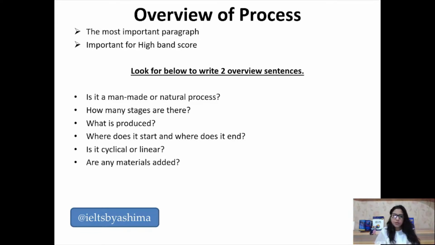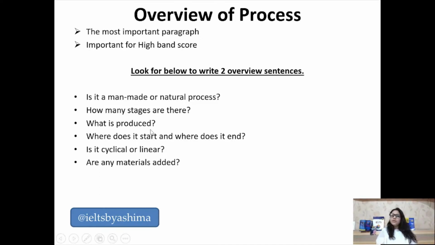Okay, there are 6 things that you can include in the overview of your process. The first is, is it a man-made or a natural process? So you can highlight it. You can tell just by looking, like the photosynthesis process is a natural process, whereas how electricity is produced is a man-made process. Then what you have to include in your overview is how many stages there are in your total process. That you can highlight.